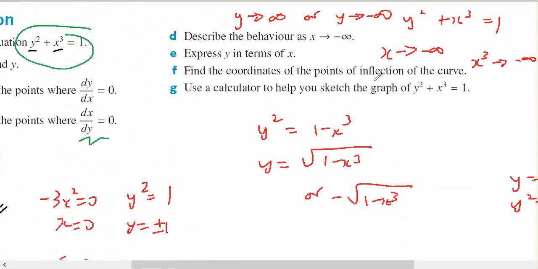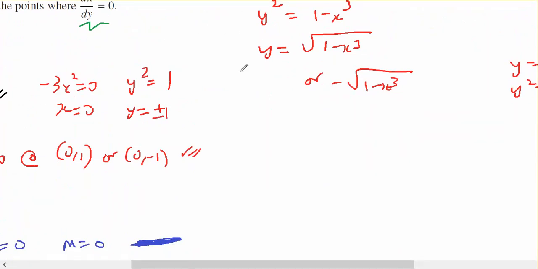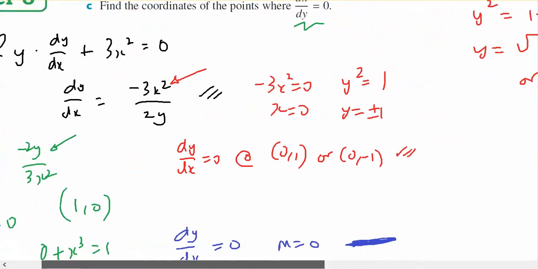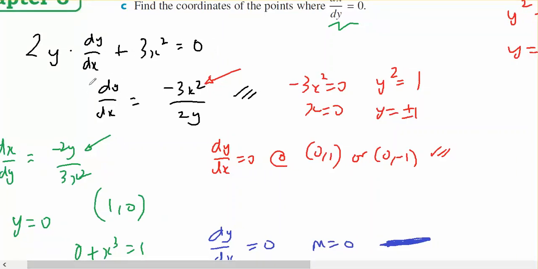Find the coordinates of the points of inflection of the curve. Points of inflection will be when the second derivative is equal to 0. So what was my first derivative again? dy/dx, where are we? dy/dx equaled this, didn't it?